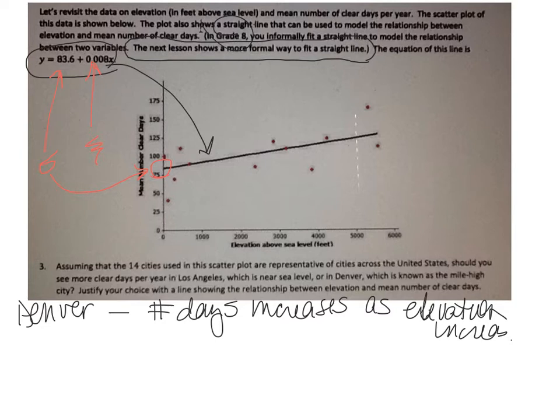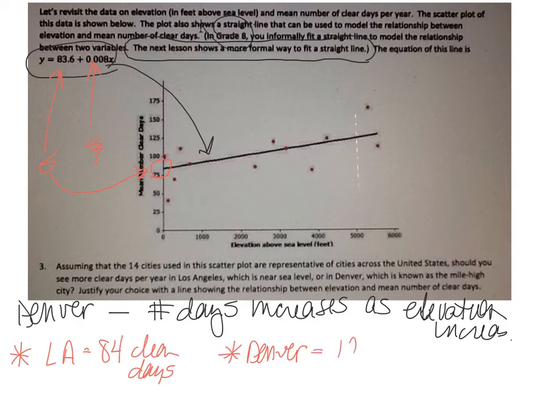If you look back at the previous lesson and the data that was given, I just pulled it up to look back at it. It looks like Los Angeles has about 84 clear days, and Denver has about 125 clear days. That's from the chart in lesson 12.